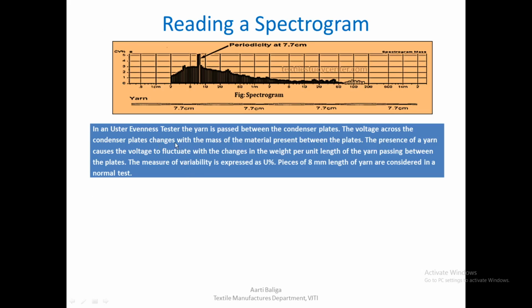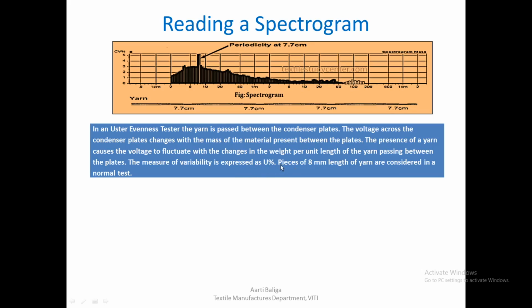In a Wooster evenness tester, the yarn is passed. Now, this is some background about the Wooster evenness tester, how it is able to test. The yarn is passed between condenser plates. The voltage across the condenser plates changes with the mass of the material present between the plates. The presence of the yarn causes the voltage to fluctuate with the changes in the weight per unit length of the yarn passing between the plates.